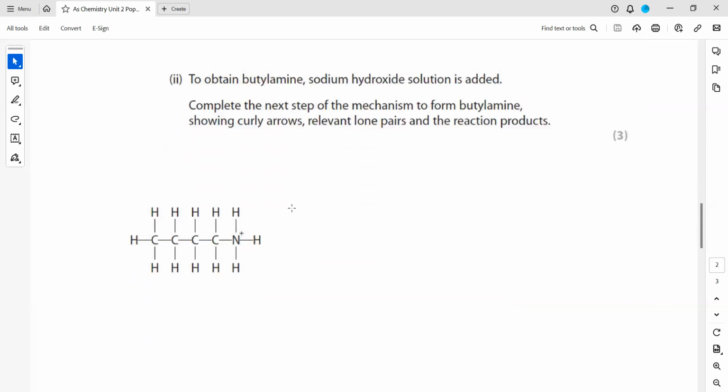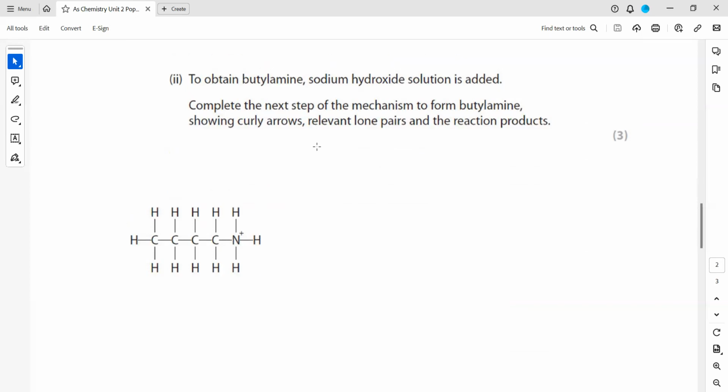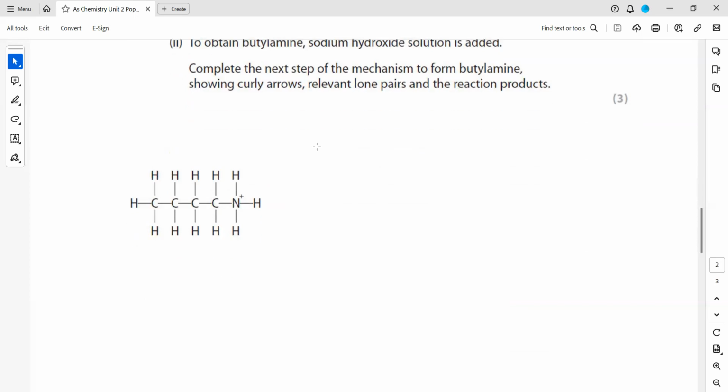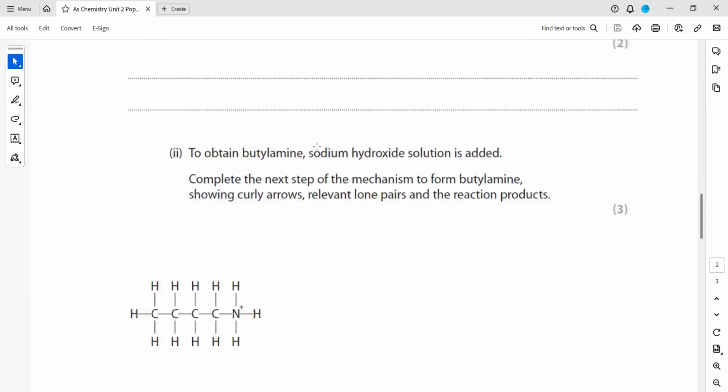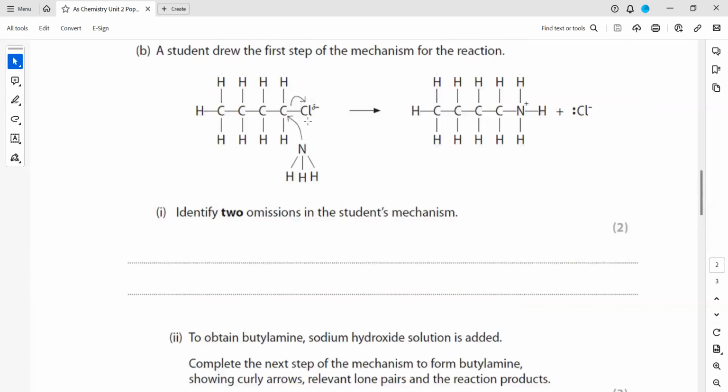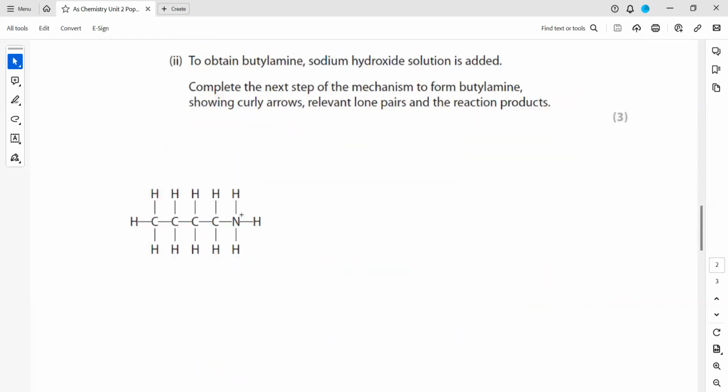To obtain butylamine, sodium hydroxide solution is added. Complete the next step of the mechanism to form butylamine. Show curly arrows, relevant lone pairs and the reaction product. So this is the first step: ammonia attacks the positive center and chlorine leaves, and then we have to produce butylamine from this. Butylamine means 4 carbon atoms will be there and then an NH2 group, which will be the amine.